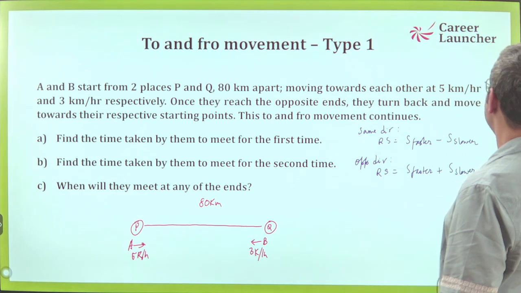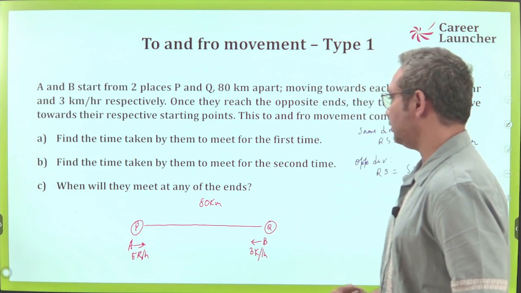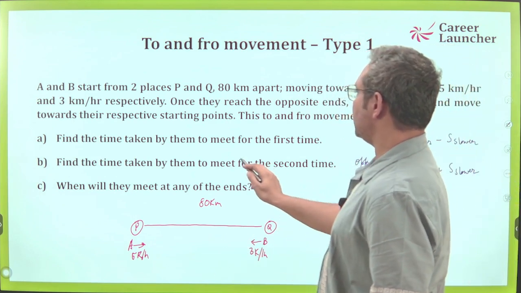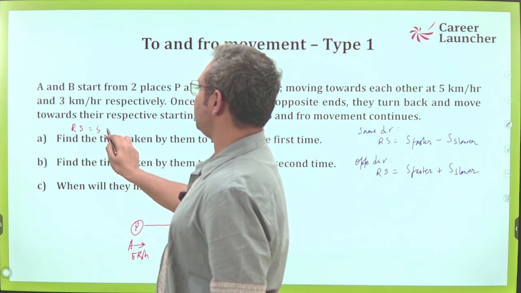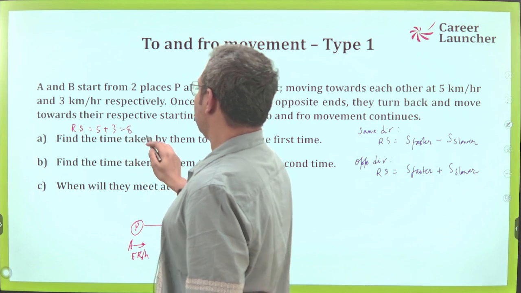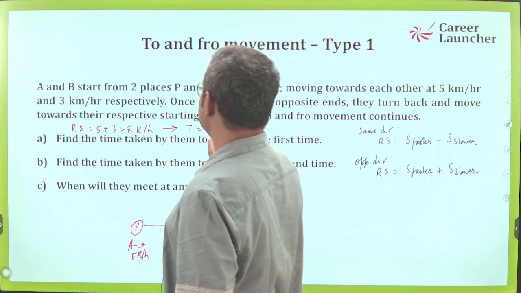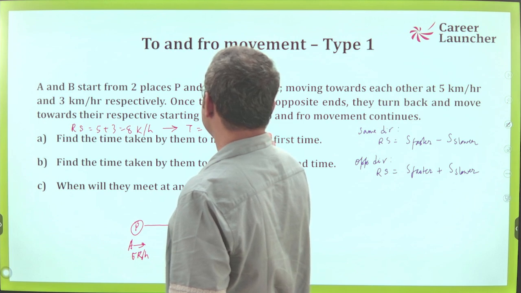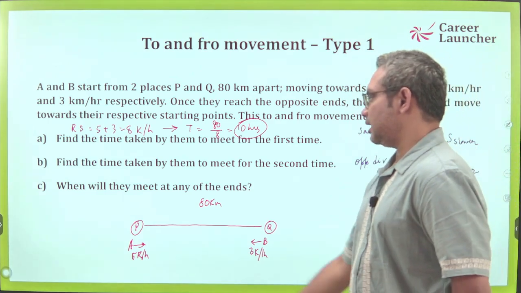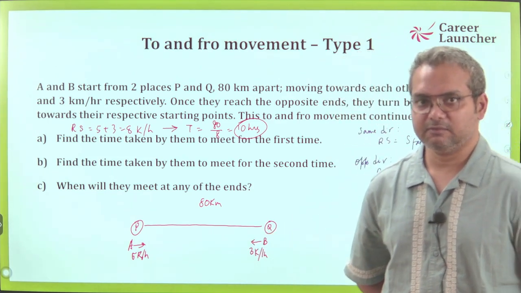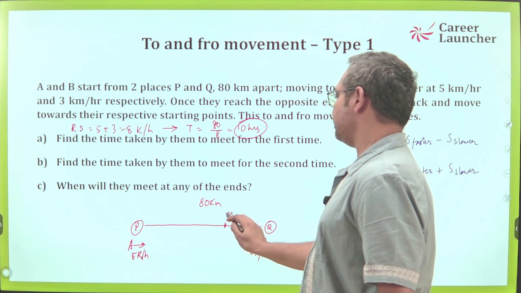So in this question, A is moving at 5, B is moving at 3. So they are moving in opposite directions. For the answer to the first part, the relative speed is 5 plus 3, 8 kilometers per hour, and therefore the time taken to meet would be the distance divided by 8, so 10 hours. That is the answer to the first question. In 10 hours, A would have covered 50, B would have covered 30, so 50 plus 30 would actually be 80. So meeting M.